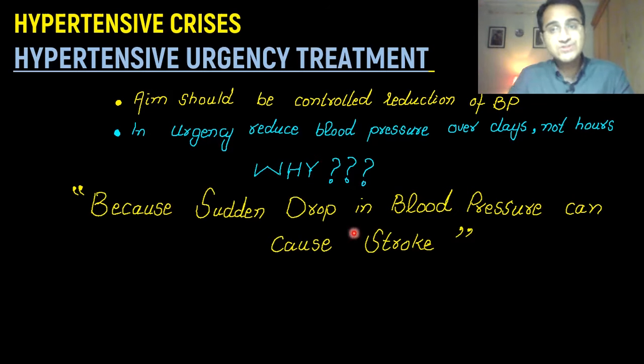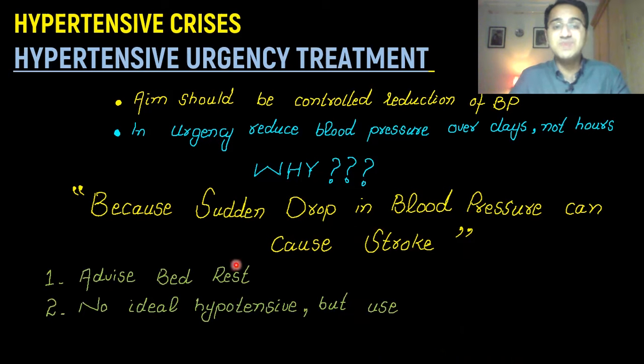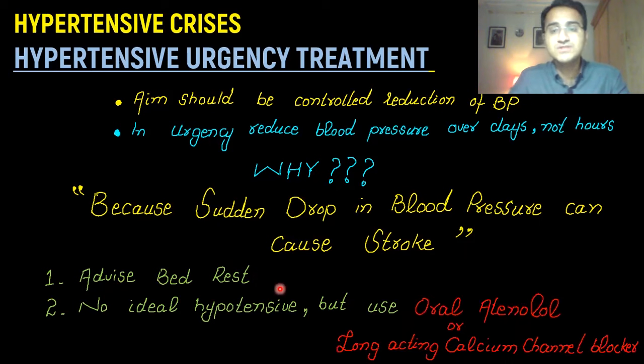Now, how do you reduce the blood pressure of the patient? You advise bed rest, and there are no ideal hypotensive agents used for it, but mostly we use oral atenolol and an oral long-acting calcium channel blocker. Oral drugs are used to bring back the blood pressure slowly to a normal range. That is the treatment of hypertensive urgency.